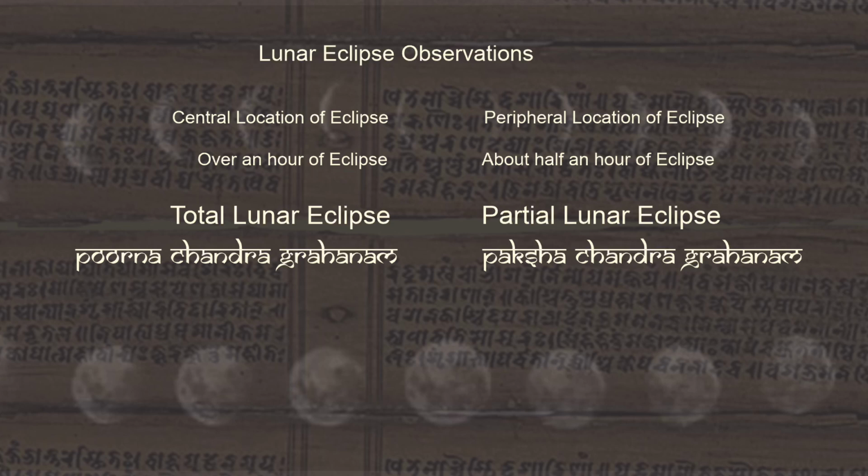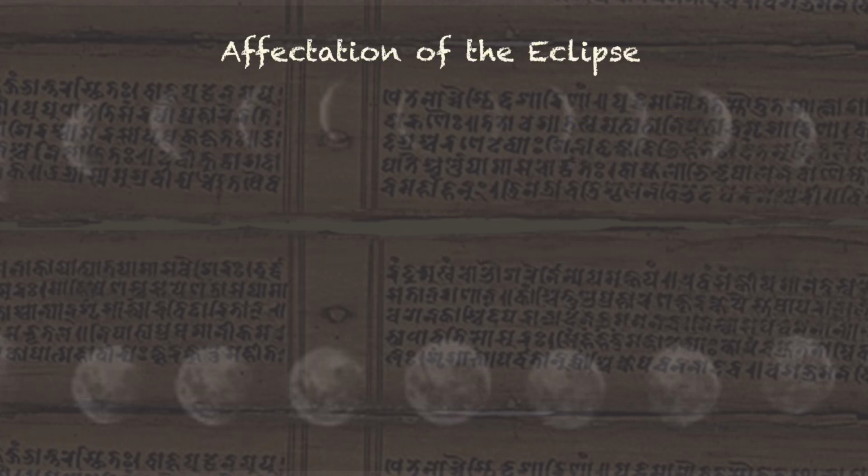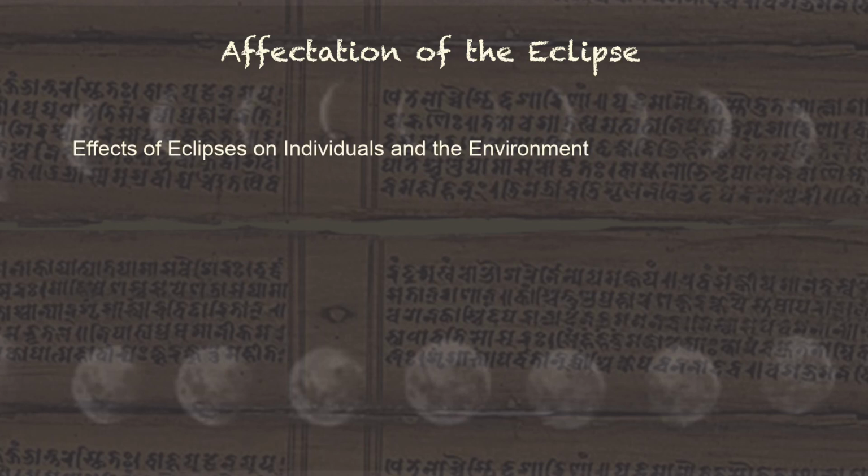Indian systems specify further divisions among the partial eclipses depending on how far away from the center one is. This helps to decide the severity of affectation by the eclipse for individuals. What do I mean by affectation of eclipse? From the Vedic times, as far back as Rig Veda, we see mention of eclipses and how they may have adverse effects on individuals as well as our environment. That topic is for another day.